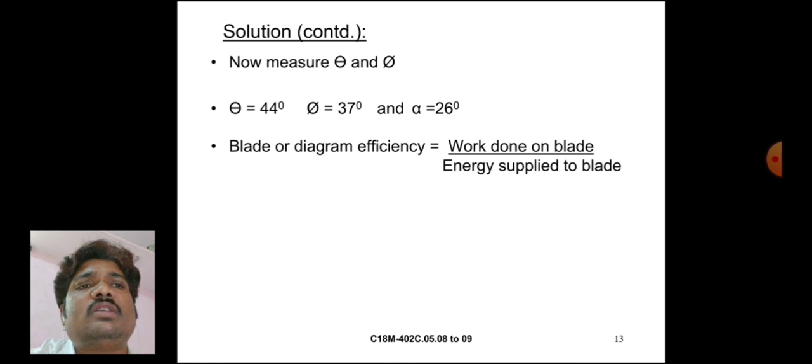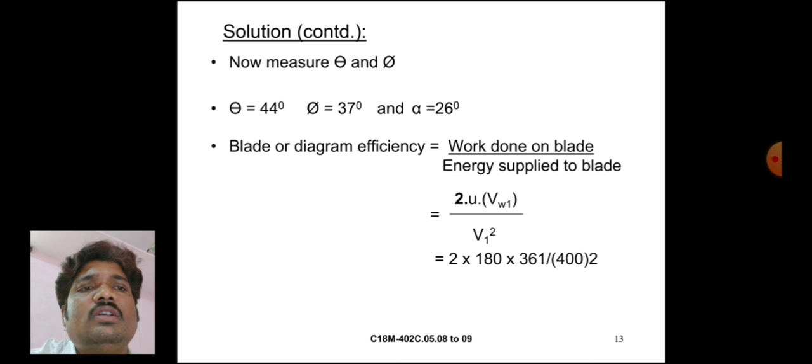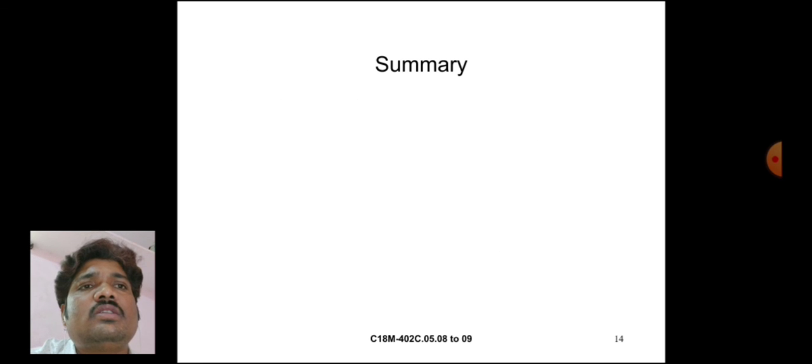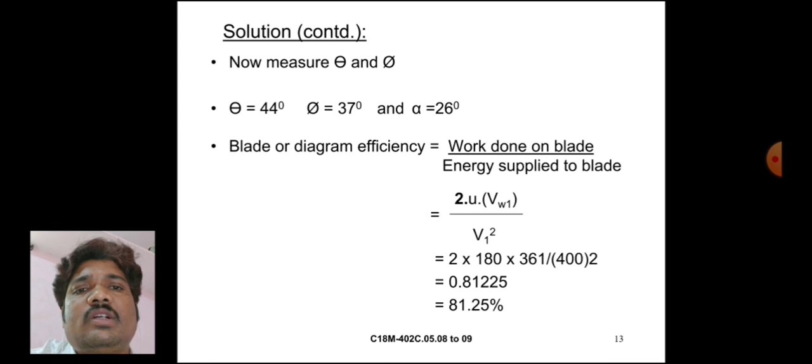Blade or diagram efficiency is the work done on the blade divided by the energy supplied to the blade. This ratio is called diagram efficiency or blade diagram efficiency. Blade efficiency is 2U into VW1 by V1 square. Substituting values in the above equation: 2 into 180 into 361 by 400 whole square. The blade or diagram efficiency value is 0.81225, that is 81.25%. The second problem solution is completed.